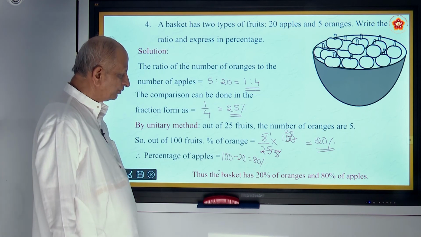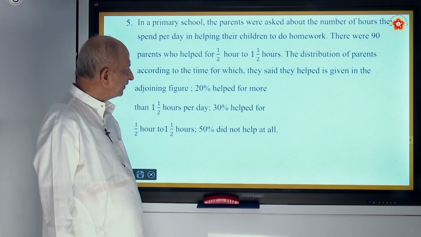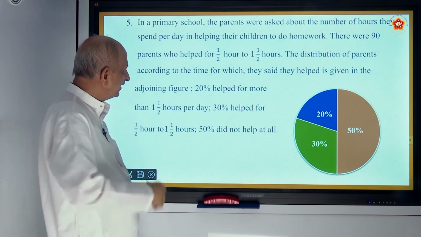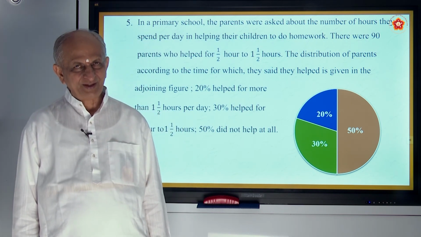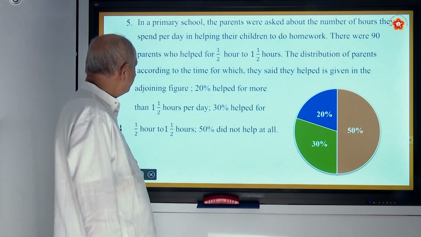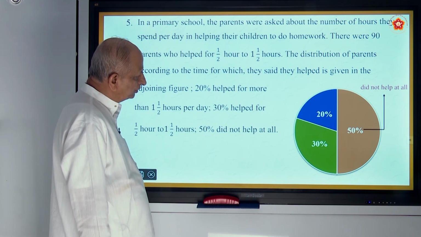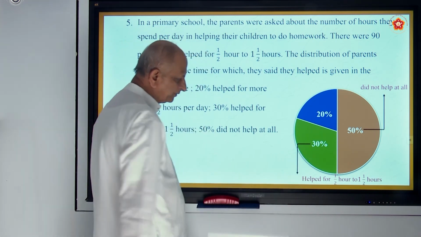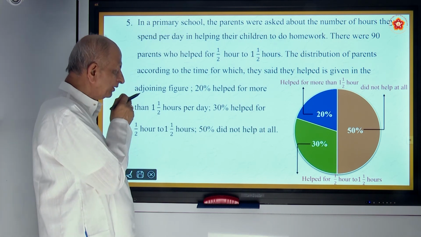Okay. Now, shall we move on to one more question? In a primary school, the parents were asked about the number of hours they spend per day in helping their children to do homework. There will be parents meetings, correct? So, once in a month or once after the test results are announced, parents will be called. And there were 90 parents who helped for half an hour to 1.5 hours. 50% did not help at all. Then 30% helped for half an hour to 1.5 hours, to their own children to work at home. And 20% helped for more than 1.5 hours.